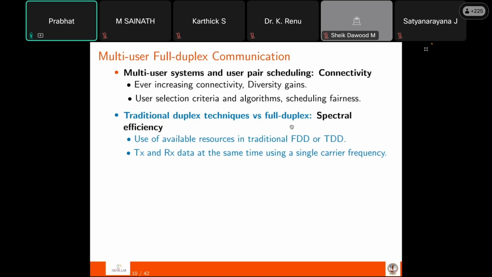So this full duplex exchange of information was being achieved by either frequency division duplexing or time division duplexing, right? But this full duplex communication system is a different idea, where the transmission and reception of the data happens, not on two frequencies separately for uplink and downlink, or two time instants, one for transmission and one for reception. We are not doing that. We are transmitting at the same time, and receiving at the same time, in the same frequency, right? So this is the idea of full duplex wireless communication system.